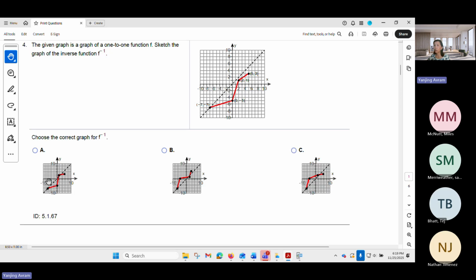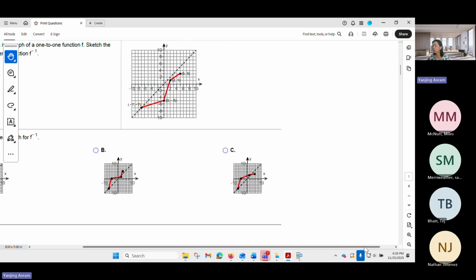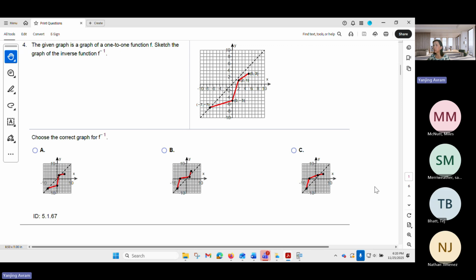This one doesn't have a -5 and 0, so A is gone, right? Should have a negative. This one looks like a -5 and 0. This one also looks like I have a -5 and 0. Missing graph D. And then you look at this point in here. This is 2 and 1, so it should be 1 and 2.